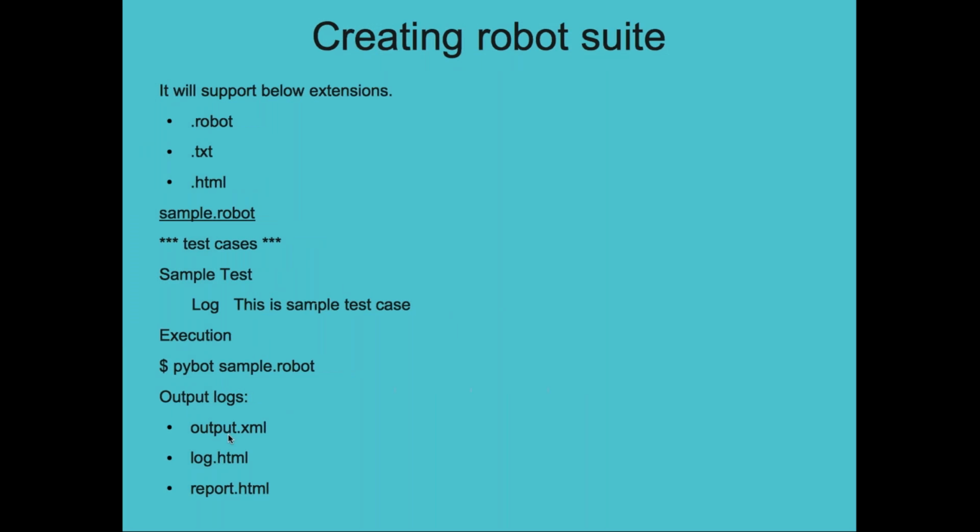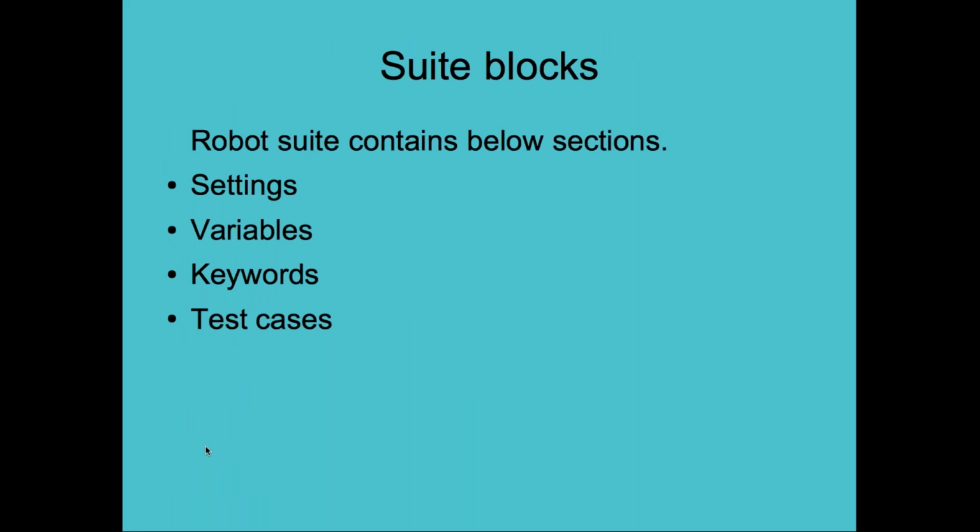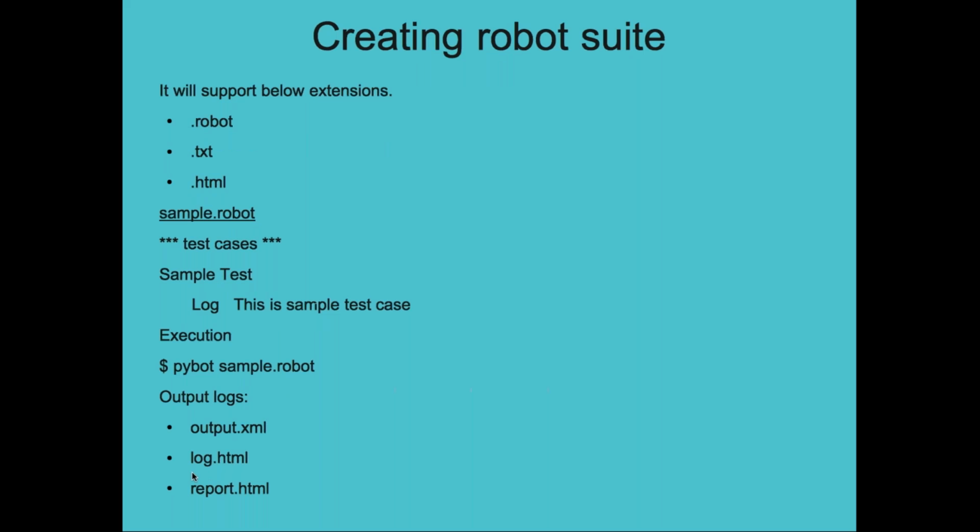This will generate output logs. The output will be in three types: log.html, output.xml and report.html. This log.html is an HTML formatted log, where we can see the output, in the test cases, the steps we mentioned, in detail. That is easily understandable to the user. The report is like a high level output.